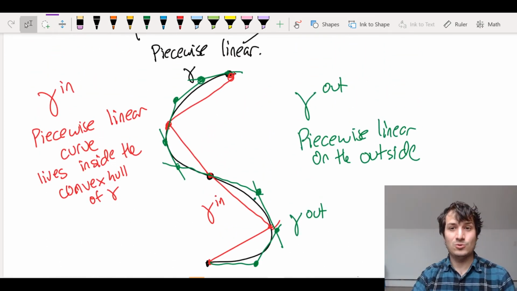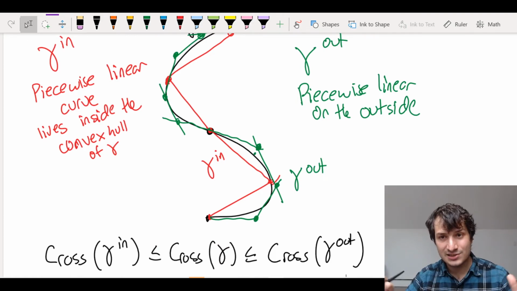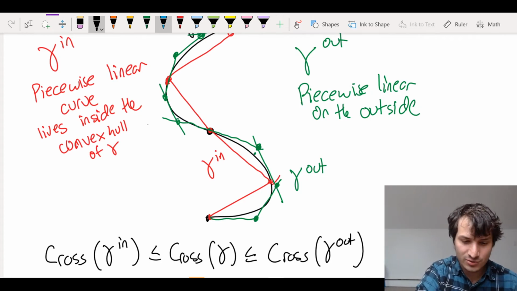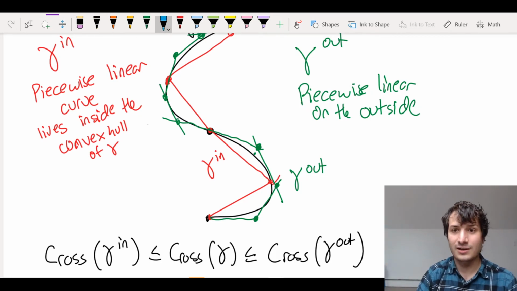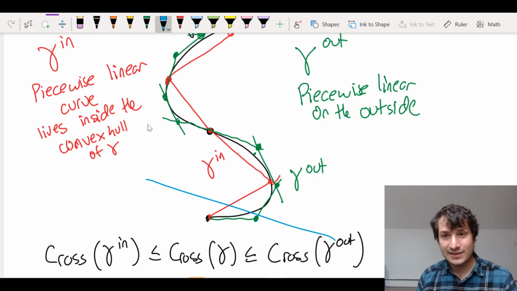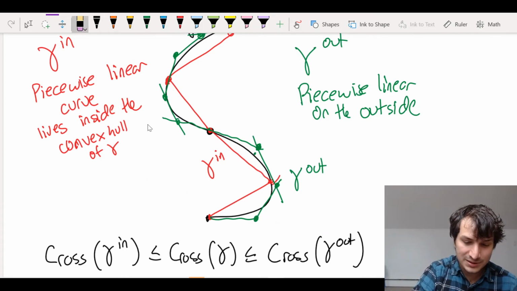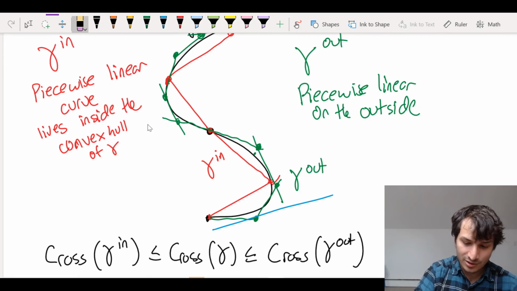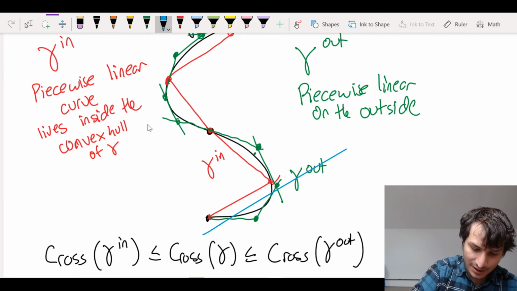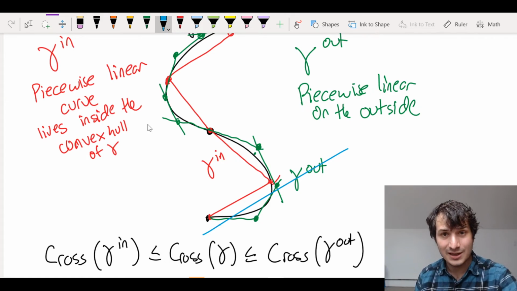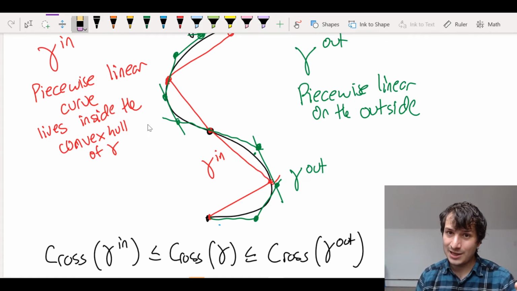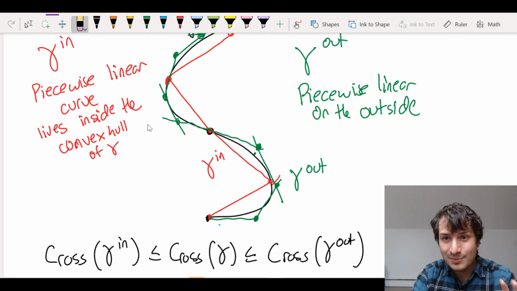Why is this true? It's true because the things we are intersecting against in the Buffon Noodle problem are straight line segments. No matter how you draw the straight line segment, it could touch all of them. It could potentially touch only gamma out, so gamma out could have more. It could also touch gamma out and gamma, but not gamma in, so now gamma in has strictly fewer crossings. But if the straight line touches gamma in, then it definitely touches the other two. If it touches gamma, it definitely touches gamma out. And that's exactly because of the convexity that we said.